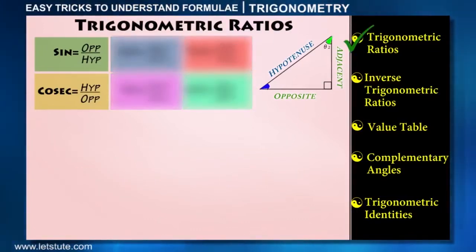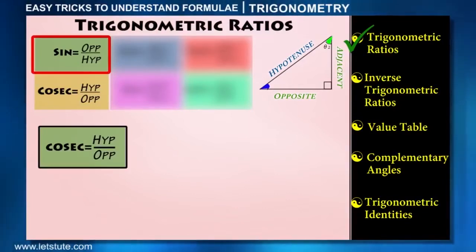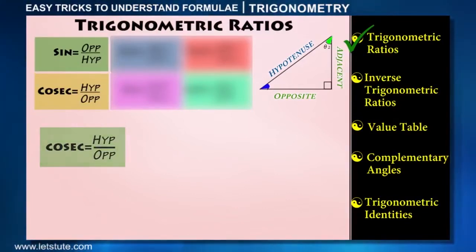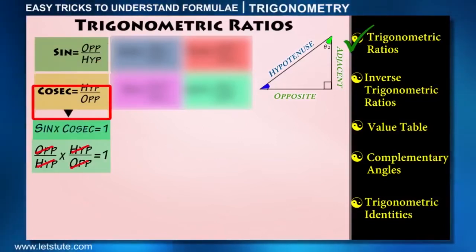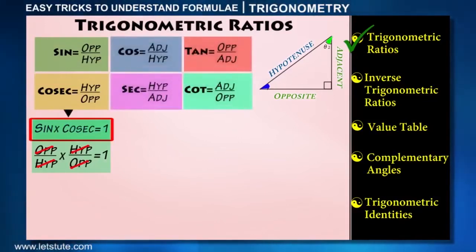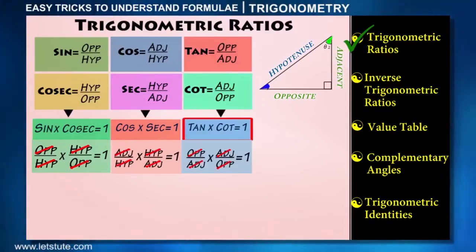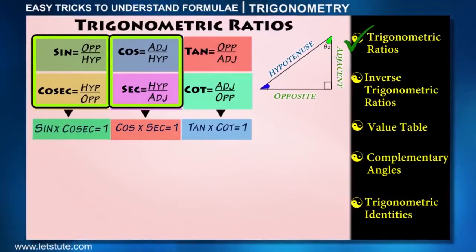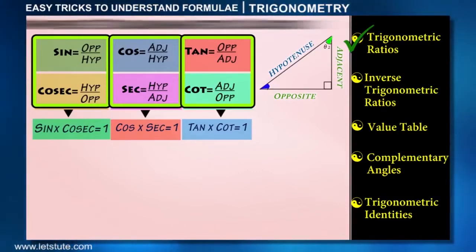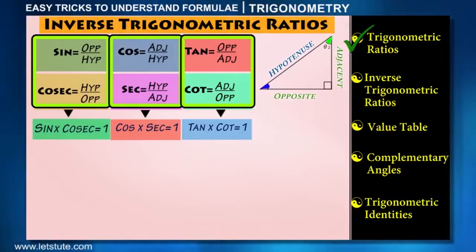Now if we observe, sine and cosec have the same elements in their ratio, and cosec can be obtained just by inverting the sine ratio. Therefore, the multiplication of sine and cosec is 1. Similarly, when we reverse the cos ratio, sec is obtained. And so, the multiplication of sec and cos is 1. And the same goes for tan and cot. And therefore, the pairs sine cosec, sec cos, tan cot are called inverse trigonometric ratios.